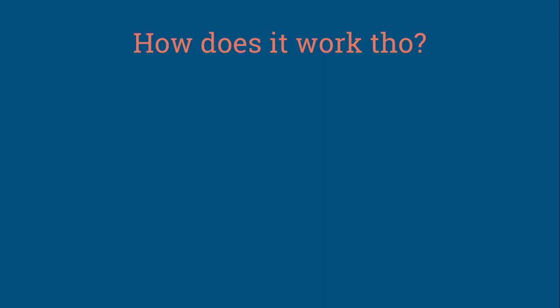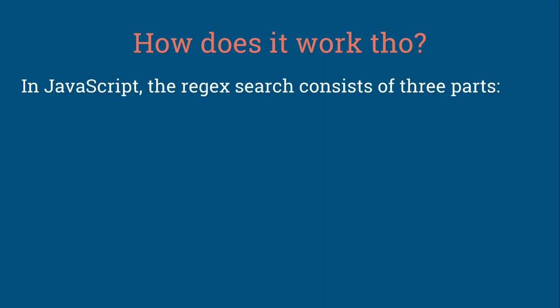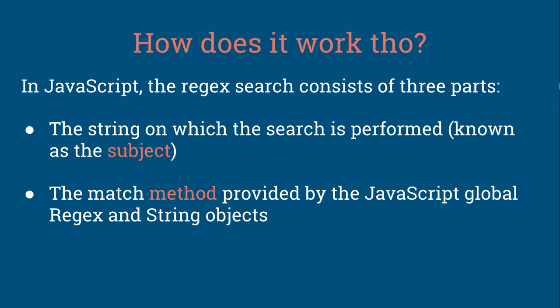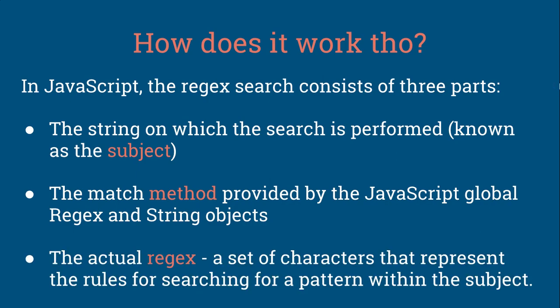But how does it work? In JavaScript, the regex search consists of 3 parts. The string against which the search is performed, known as the subject, the match method, provided by the JavaScript global regex and string objects, and then the actual regex, which is a set of characters that represent rules for searching a pattern within the subject.